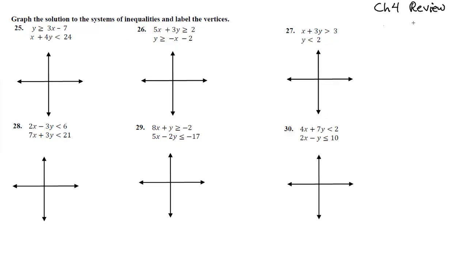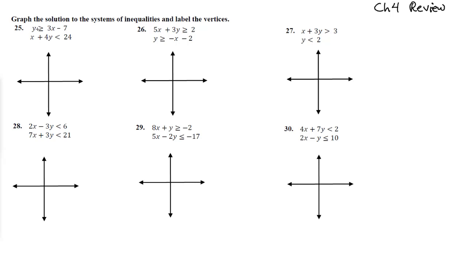All right, here we are on the Chapter 4 review with the solutions to numbers 25 through 30. I'm going to take the perspective of putting them all into y equals mx plus b format to be able to graph the borders before I do the shading. So let's start. This one was already there.